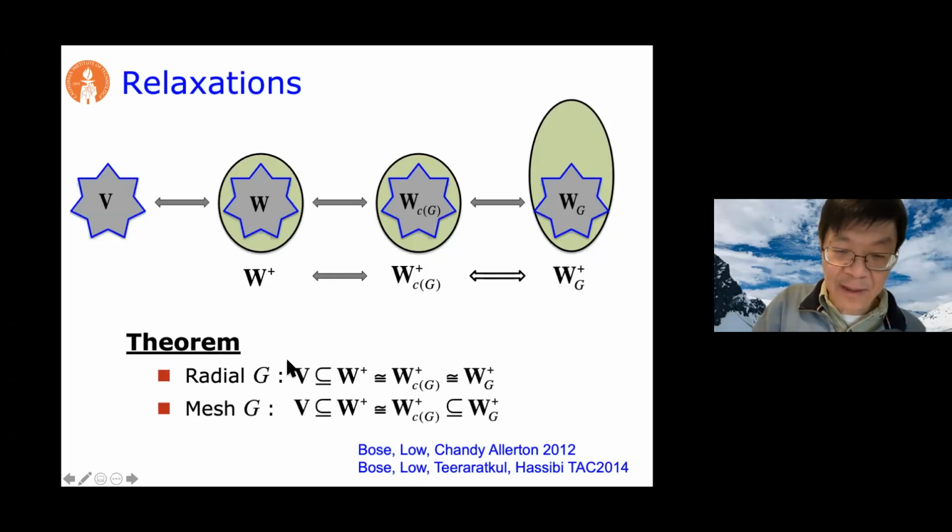And then one can show that the original feasible set V of the OPF is a subset of these supersets, right? Those convex sets. For a radial network, everything collapses. The W plus, W_CG plus and W_G plus all collapse. For a mesh network, the W and W_CG, the partial matrix defined over the chordal extension of the graph, is equivalent to PSD. Much simpler in terms of computation, but it's equivalent. You don't lose any tightness.